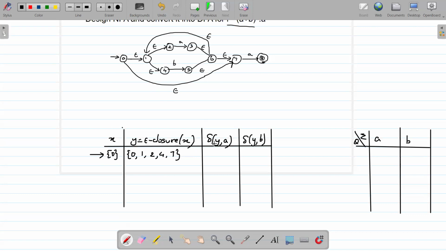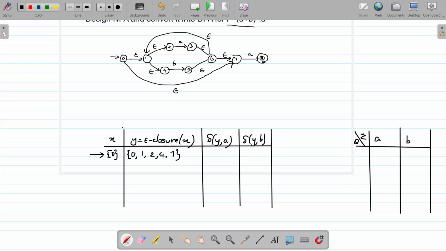Now next column. So first we made a column for the state or set of states. Then Y is a column which is taking care of epsilon closure of X. So whichever input will come here, you write epsilon closure of that input. Then transition from Y on getting A. So all the states, we will check all the states for getting A as the input.